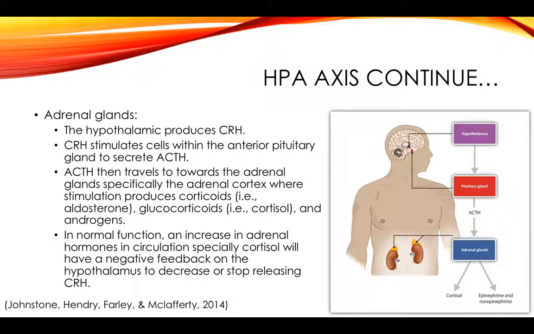So the hypothalamus produces CRH, which stimulates cells within the anterior pituitary gland to secrete ACTH, which travels to the adrenal glands to produce cortisol, glucocorticoids, and androgens. In normal function, we know that an increase of the adrenal hormones in the circulation will have a negative feedback on the hypothalamus to decrease or stop releasing CRH, which decreases the ACTH.